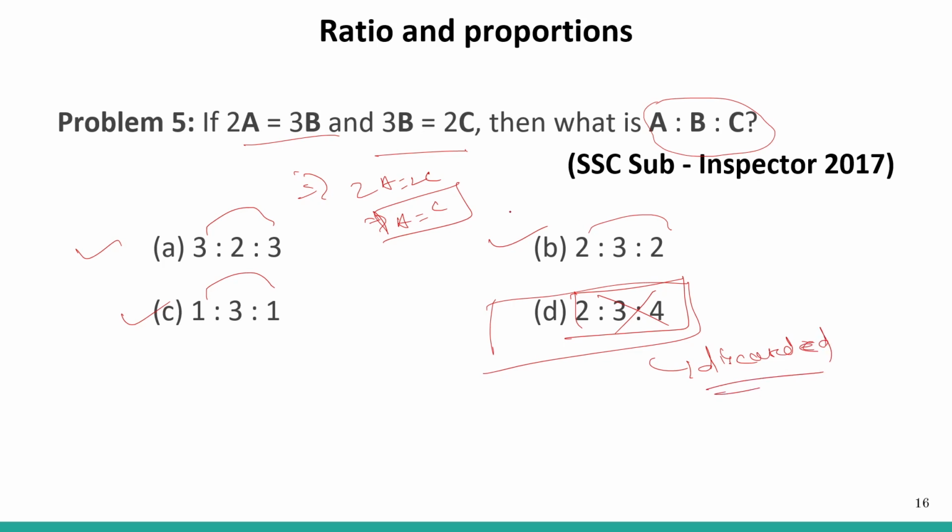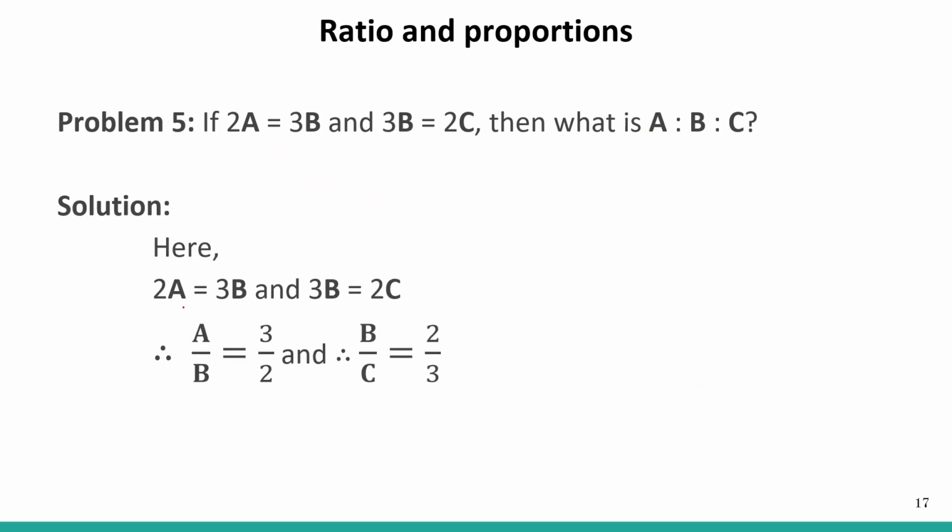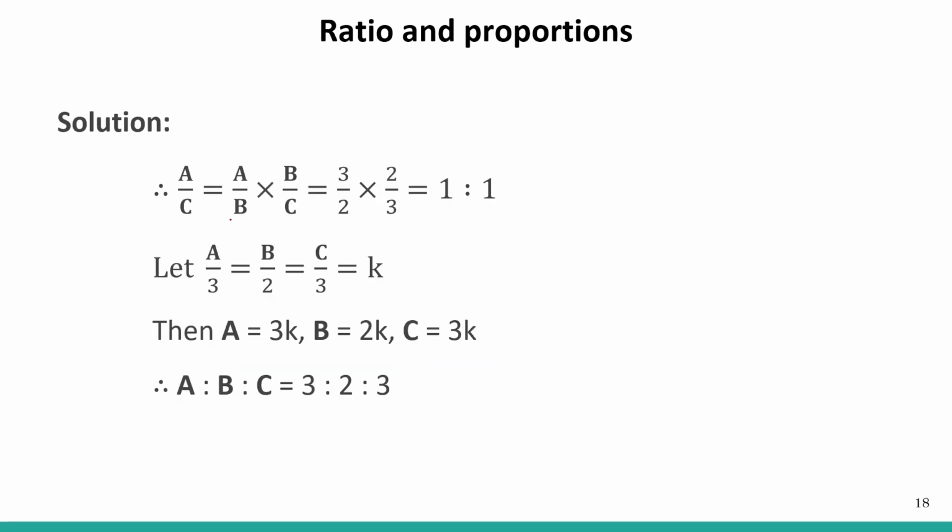So let's see now. 2A is equal to 3B. So A is to B is equal to 3 is to 2 and B is to C is equal to 2 is to 3, right? As 2A is equal to 3B and 3B is equal to 2C. So A by C is equal to what? A by B into B by C. So that will be 1 is to 1. So both of them have same proportion.